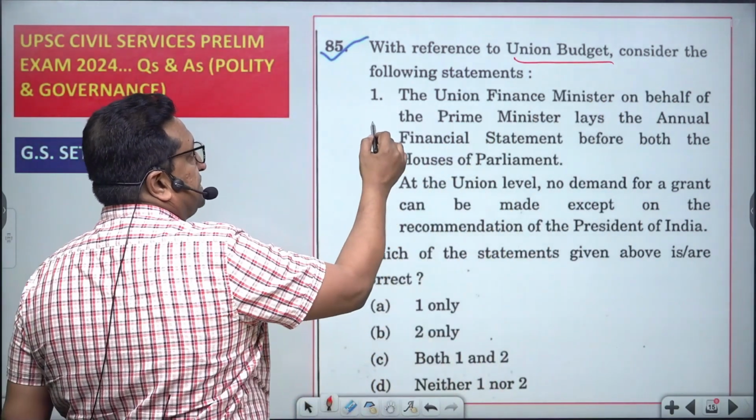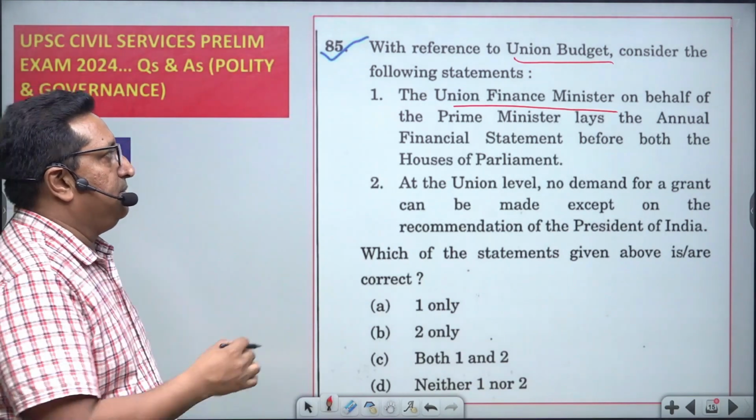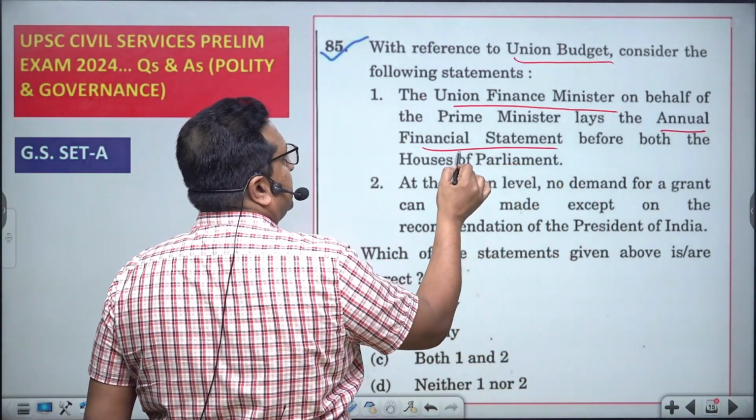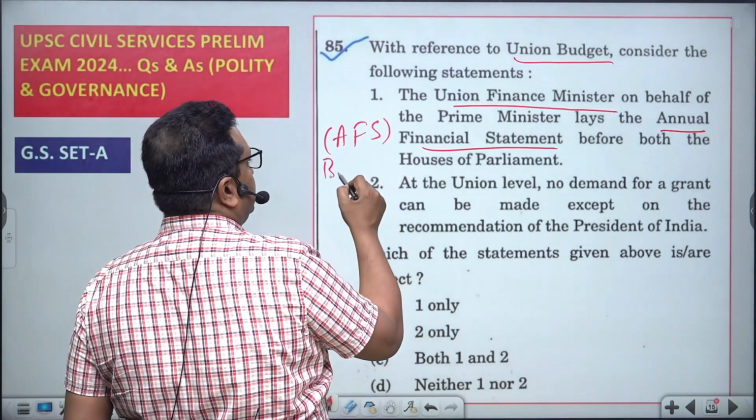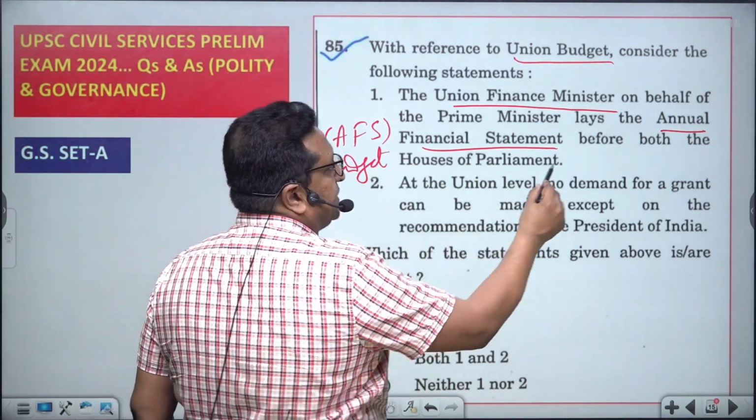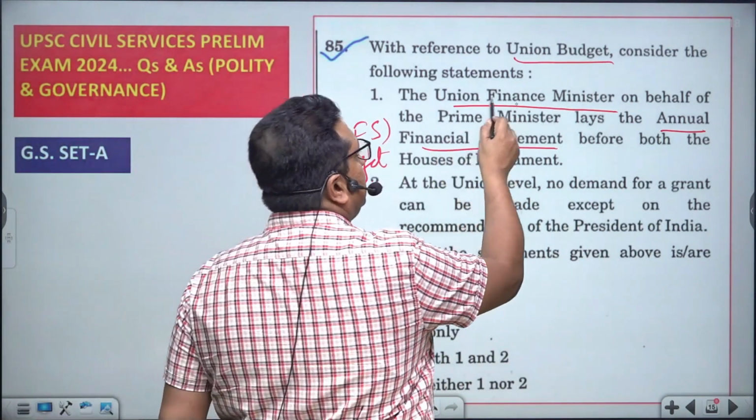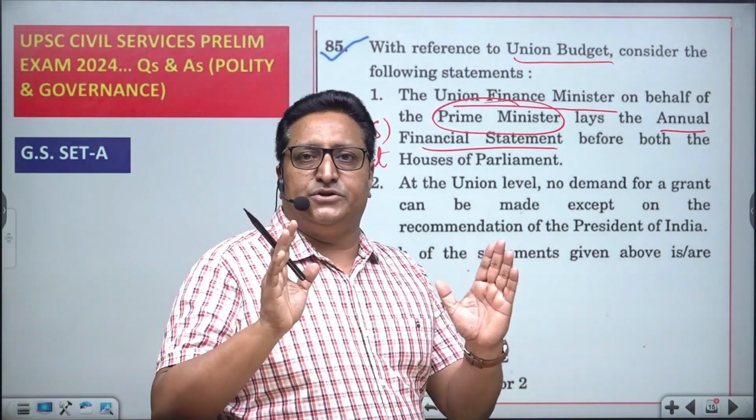So now the first statement: the Union Finance Minister, on behalf of the Prime Minister, lays the Annual Financial Statement, that is the budget, before both the houses of Parliament. Annual Financial Statement is what is called budget in common parlance. No, this is factually wrong, because it is not on behalf of the Prime Minister, rather it is on behalf of the President of India.